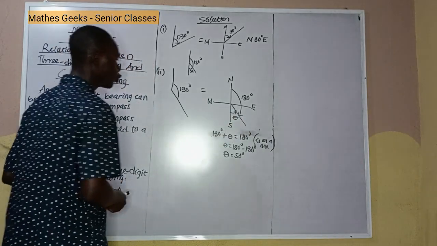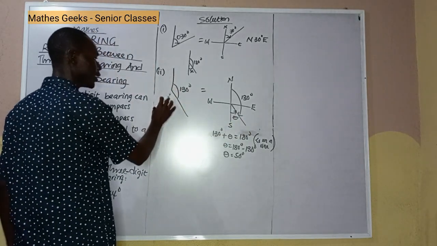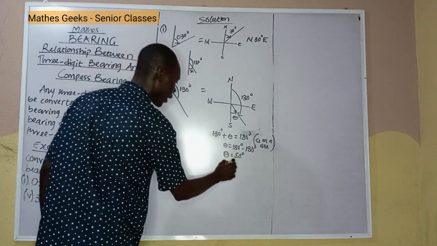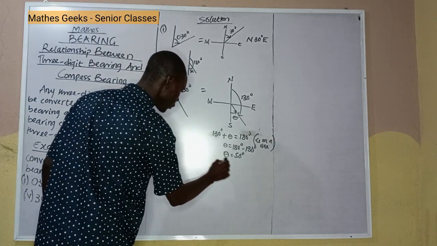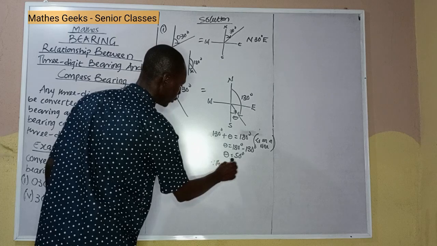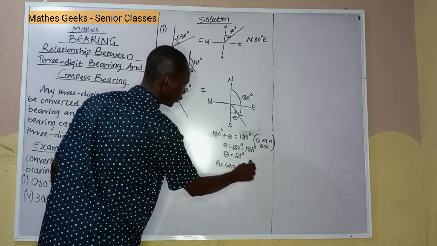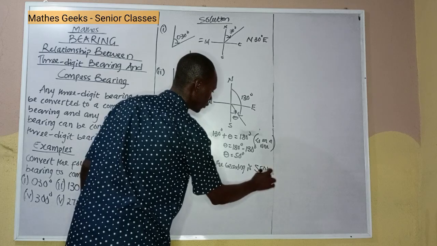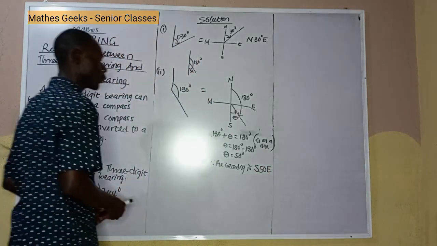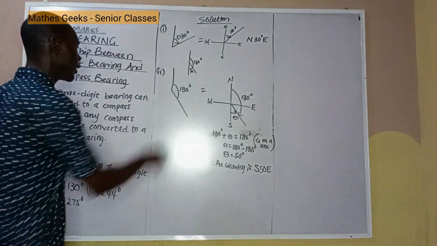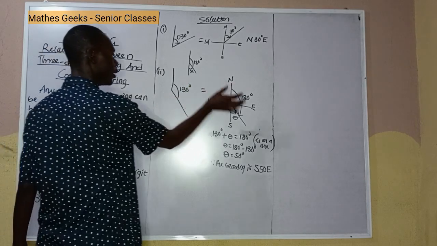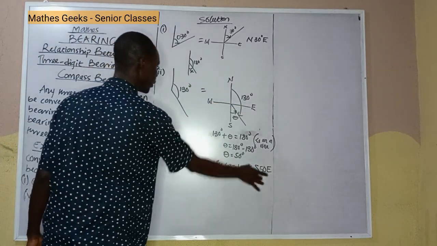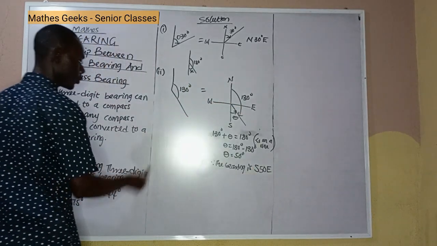So if that is true, then 130 degrees is equivalent to south. Therefore the bearing is south 50 degrees east. That's what it's equivalent to. So 130 degrees is the 3-digit bearing, but in compass bearing, it is south 50 degrees east. So that's it. Number 3.